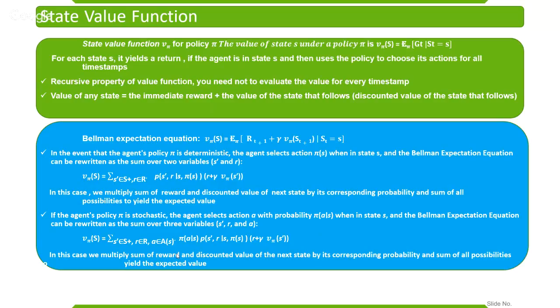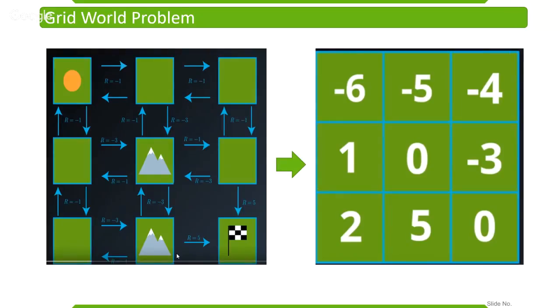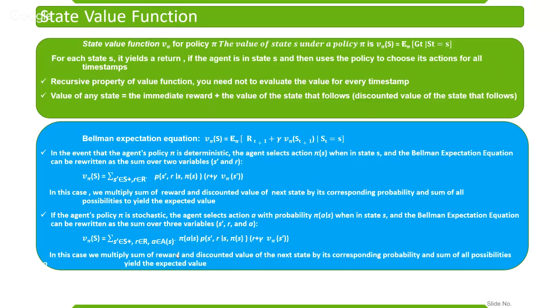move back to the previous grid world problem and see how this calculation is done. So instead of calculating the cumulative reward for each state and action that the agent has taken, what we can do is that the state value function actually follows a recursive property. So you need not evaluate the values at every timestamp. Rather, the value of any state is the immediate reward and the value of the state that follows.